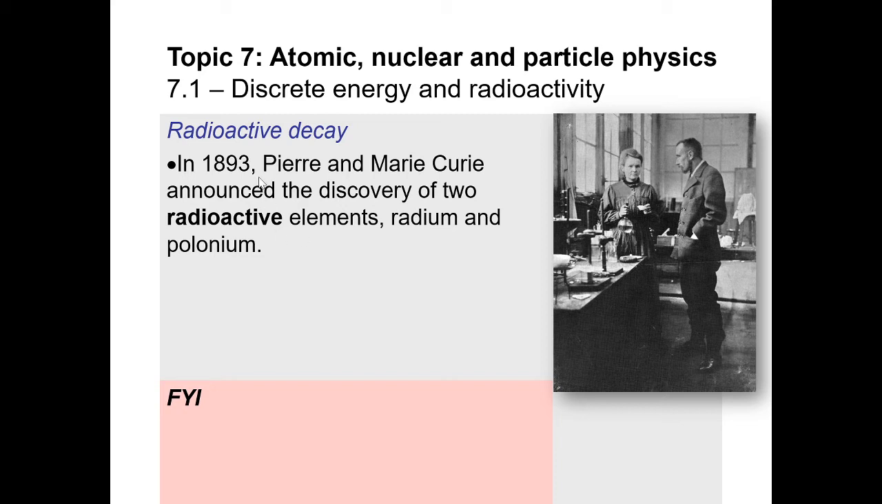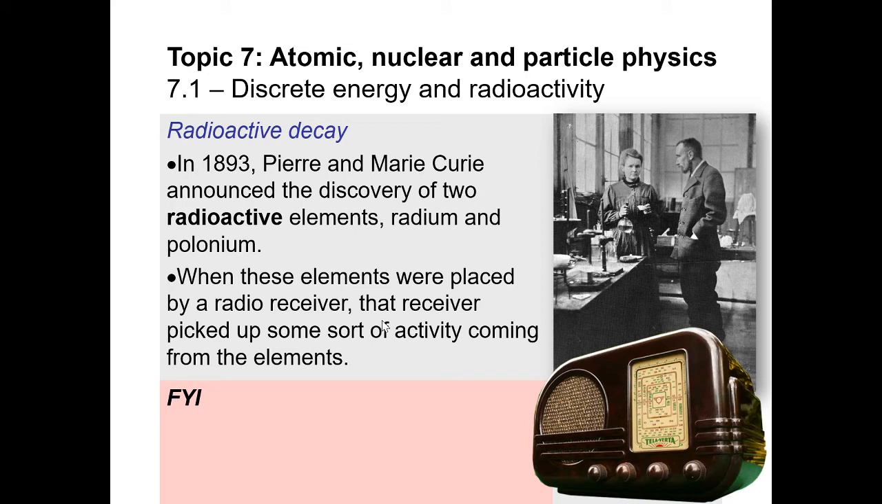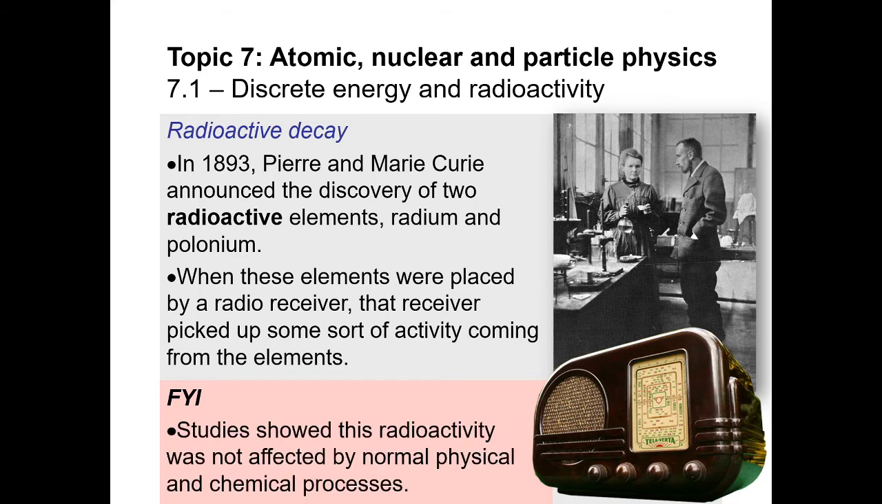Now, in 1893, there was a very famous couple, Polish and French scientists Pierre and Marie Curie. They announced the discovery of two radioactive elements, radium and polonium. Now, when they placed these elements near a radio receiver, that radio receiver began to act very strange and it started to make all sorts of different noises.